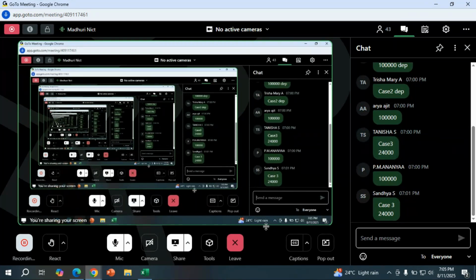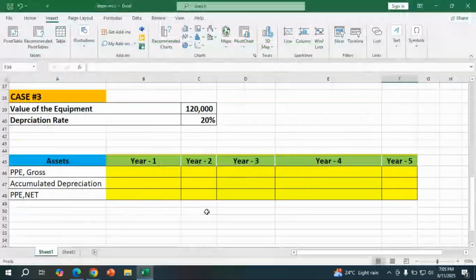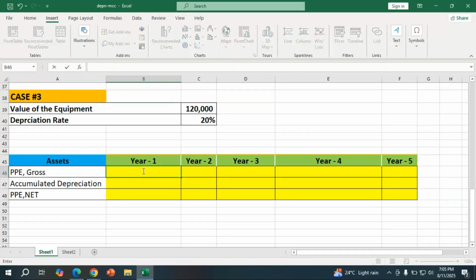Case 3, 24,000. So case 3, have you solved all of you? So I'll just put up the case 3 for you here. Your gross amount is how much? It is 1,20,000.